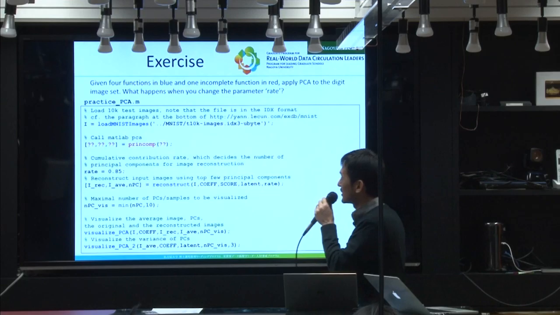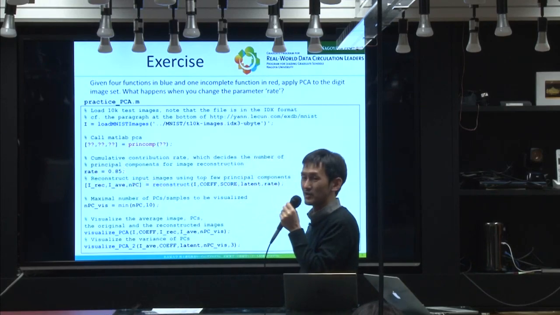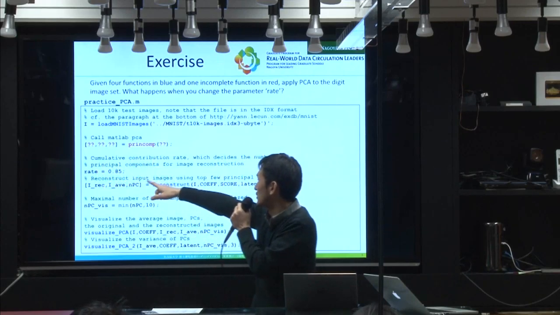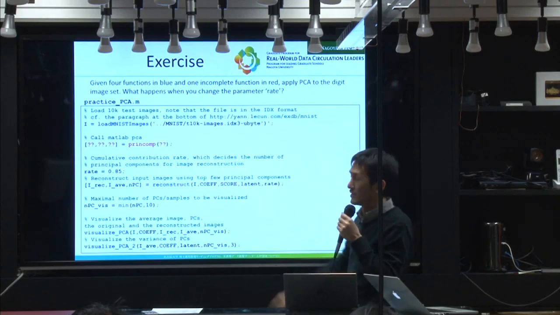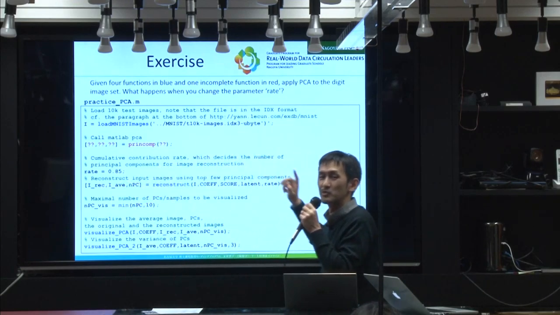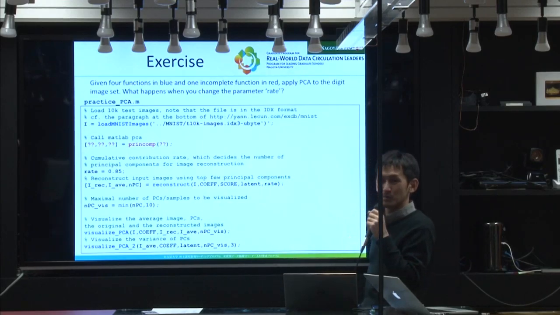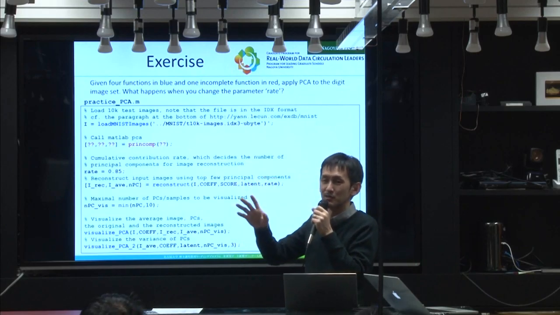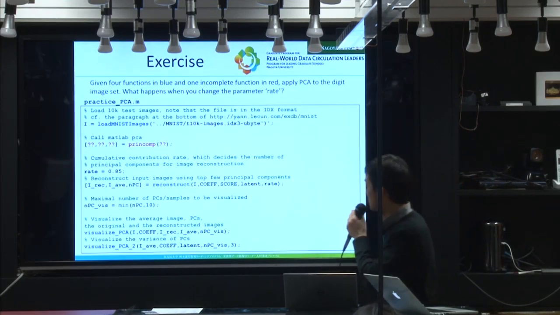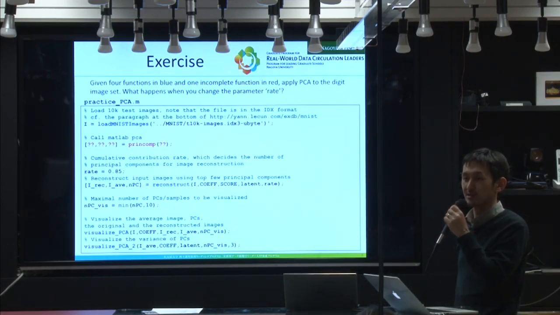And then this line defines the cumulative contribution rate. Here, the rate is defined as 0.85, an 85% rate. Next, this line reconstructs the input images using the top few principal components according to this rate. Probably you will use 57 eigenvectors. The bottom part is for visualization of the reconstruction result.